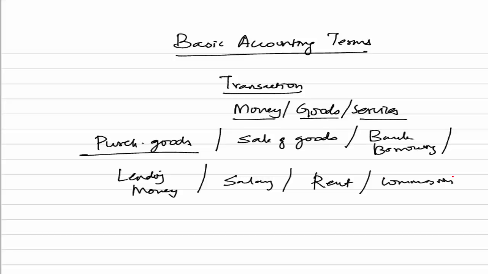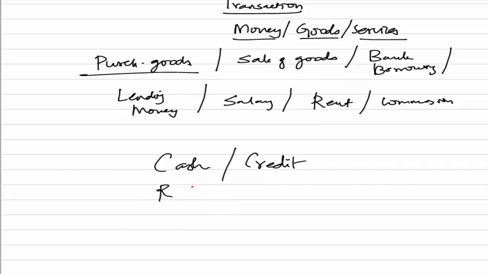So we can have many transactions like this, but what we have to understand is transactions are basically only of two types. That is, a transaction can be either a cash transaction or it can be a credit transaction. So what is cash transaction? What is credit transaction? Cash transaction is something where your cash receipt or cash payment will happen immediately.